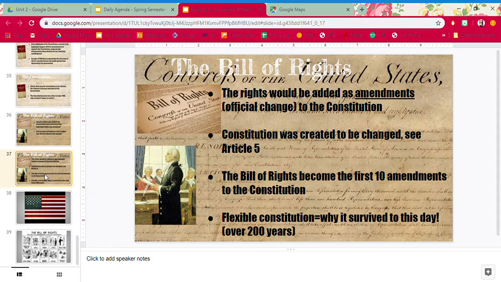Because again, like I said, the Constitution was created to be changed. The founding fathers knew times change, and our government has to change with the times, otherwise it's not going to last, and our country will end. So the Bill of Rights become the first 10 amendments. And this is why our country has lasted as long as it has, and why our government has also lasted as long as it has.